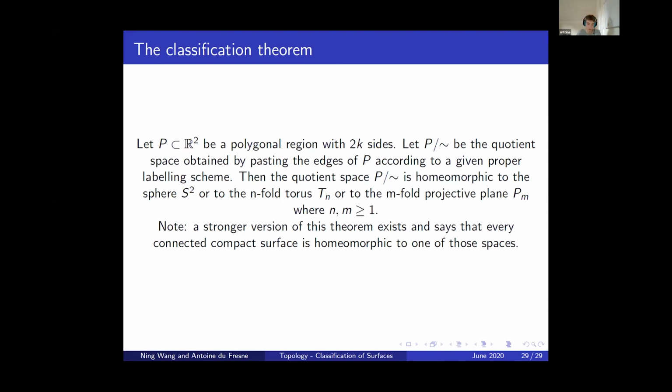And for the curious, there is a stronger version of this theorem that uses our classification theorem. This stronger theorem states that every connected and compact surface, and we will not define those concepts, is homeomorphic to one of those same spaces.